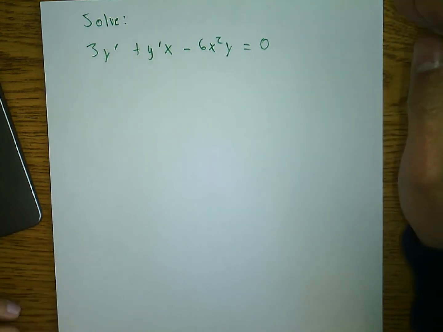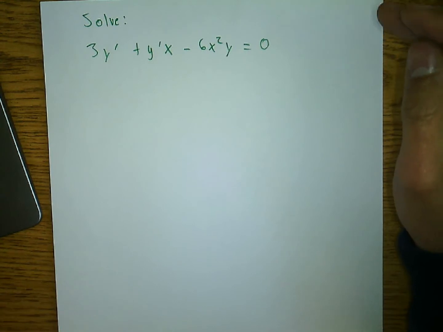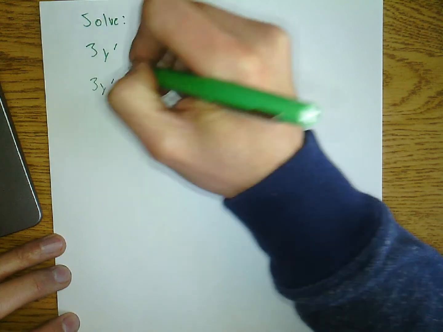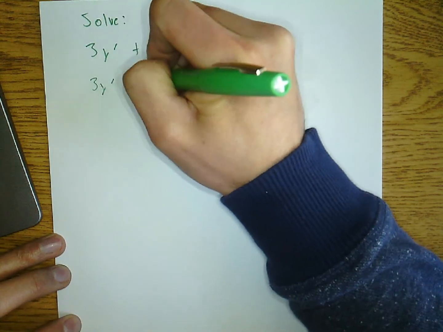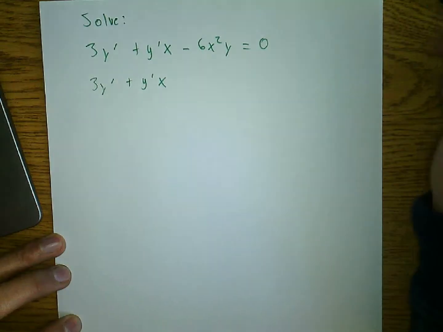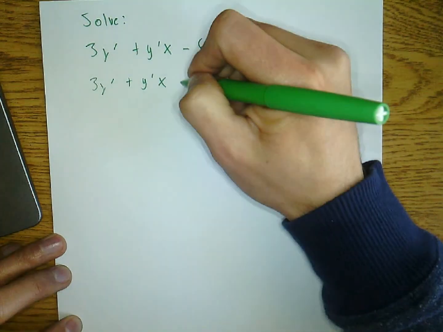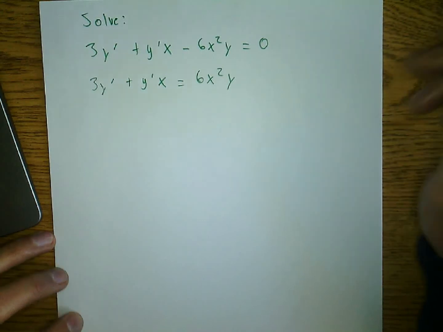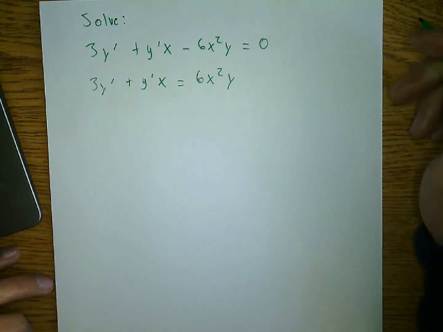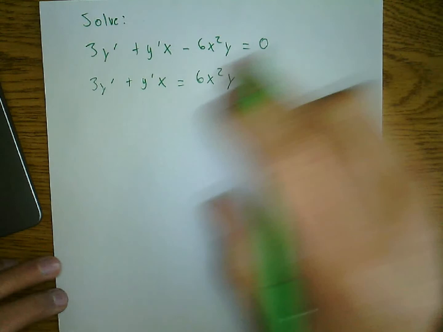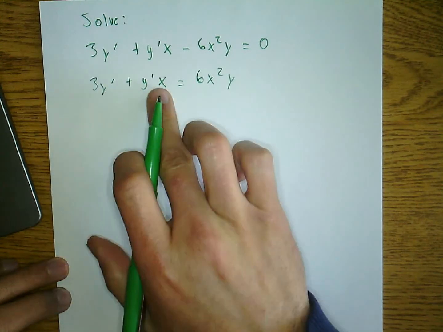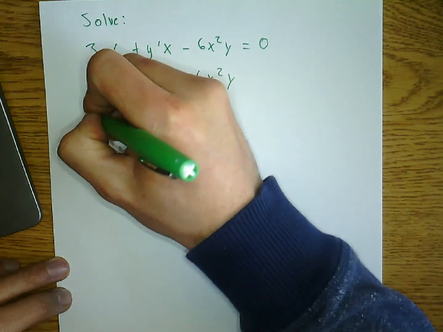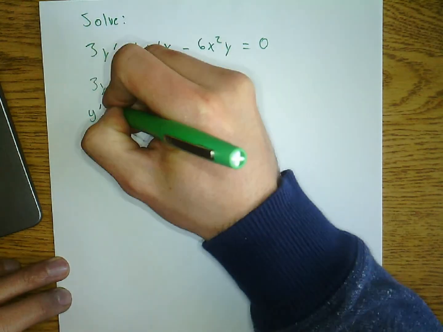My first step is I need to get y prime by itself. So I'm going to get this y prime with the 3, and this y prime with the x, on one side, and then this term that does not have a y prime, I'm going to leave on the other side. The reason I want to do that is because if I have y prime on both of those terms, then I can successfully factor out a y prime, and I would have a 3 plus x left.